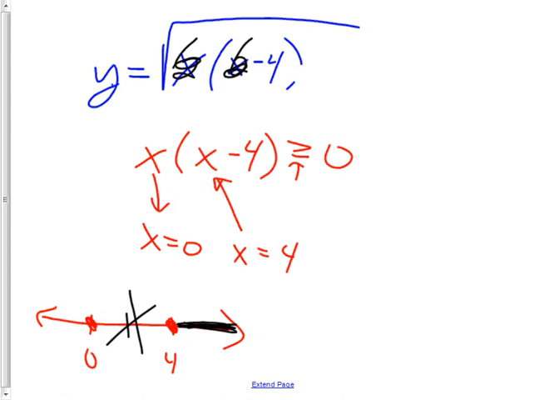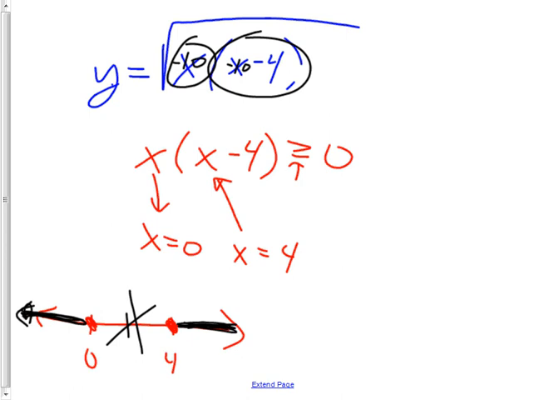Okay, so let's try one. Let me just show you. Let's say I stick in negative 10 there. That's negative 14. That's negative 10. Negative 14 times negative 10 would be positive something, so it worked. All right, so there we go. So this one would be from negative infinity to 0, and then 4 to infinity.